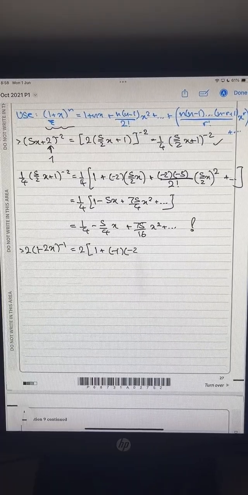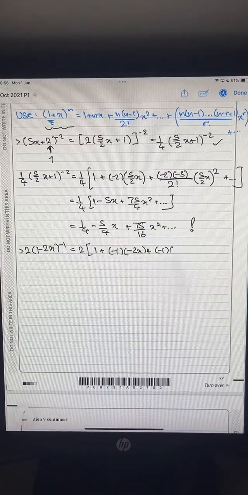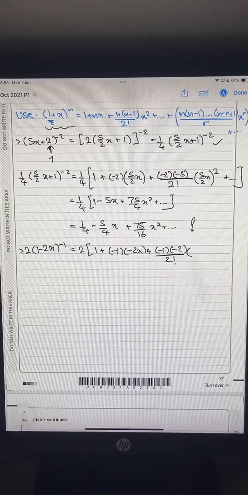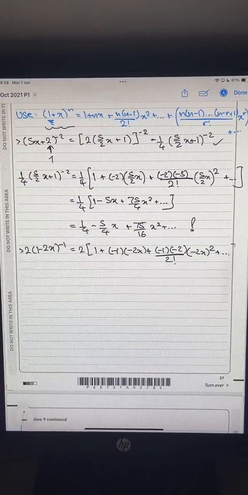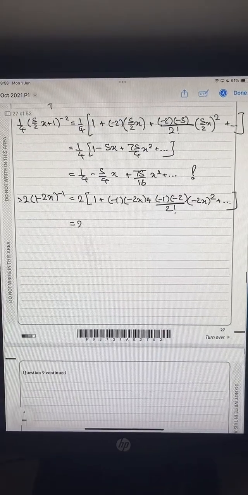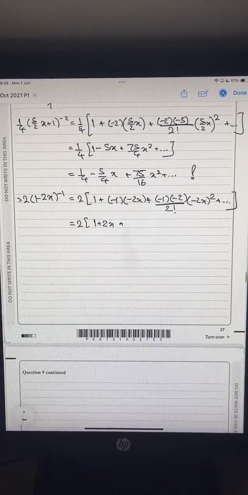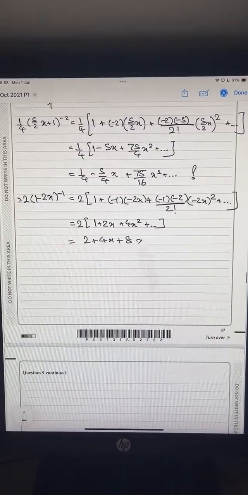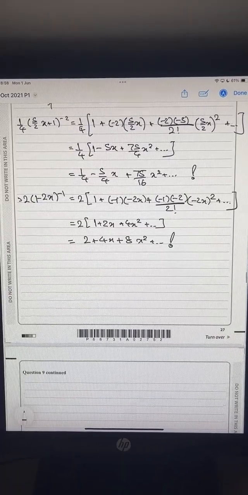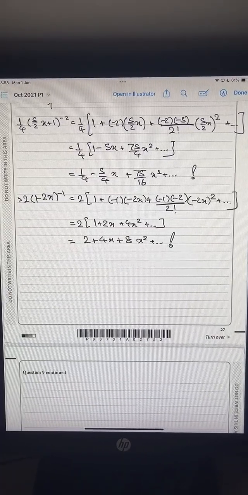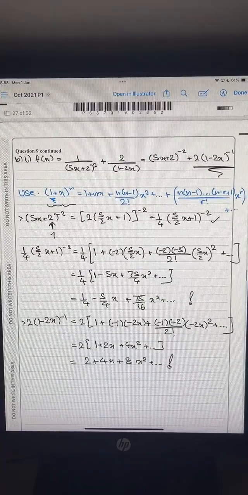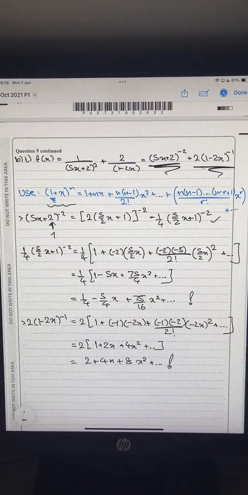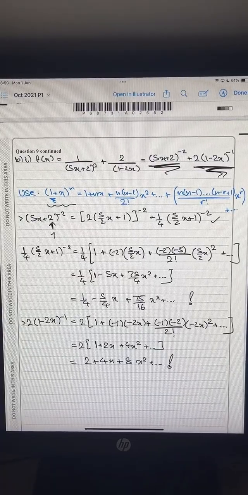So minus 1 times minus 2x plus minus 1 times minus 2 divided by 2 factorial, and then minus 2x squared, and so on. I don't really care because I just need x squared terms. And that is going to be equal to 2 times 1 plus 2x plus 4x squared, pretty nice numbers, and so on. And that's equal to 2 plus 4x plus 8x squared. And that is my final bit for that part of my brackets. Okay, cool. So I've worked out this part, and I've worked out this part. Don't make silly mistakes like I just did.